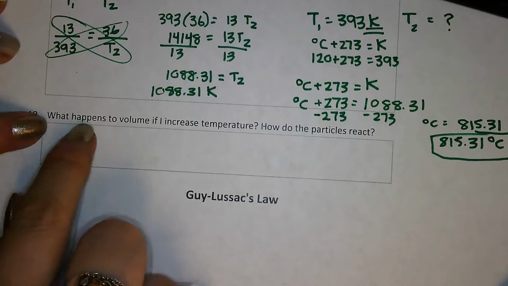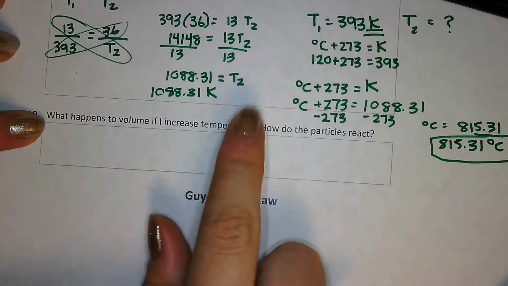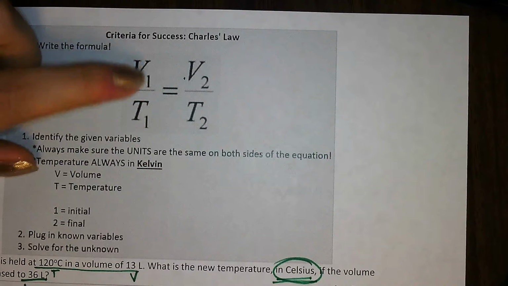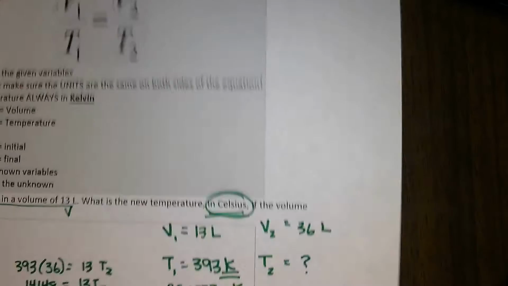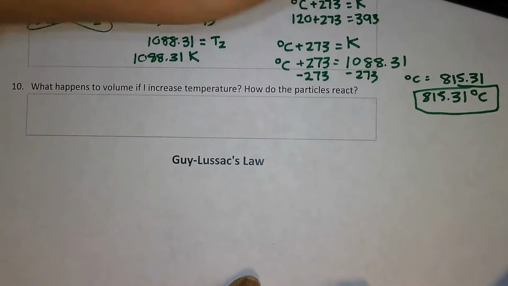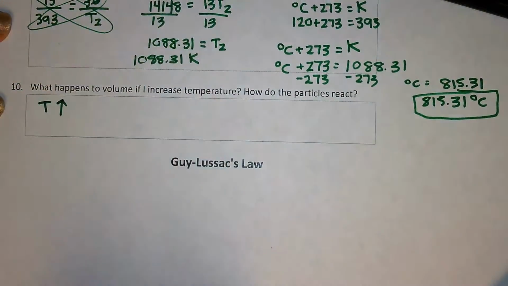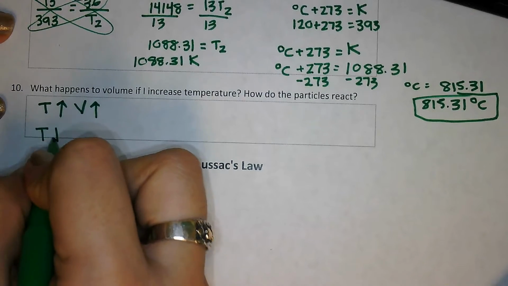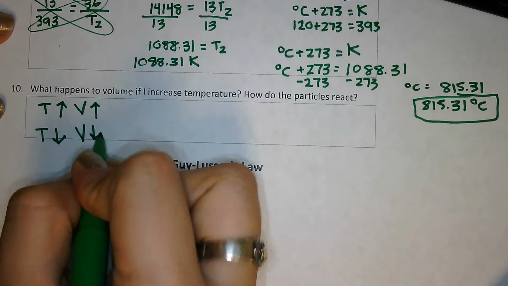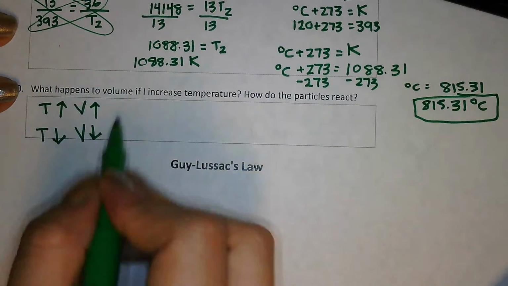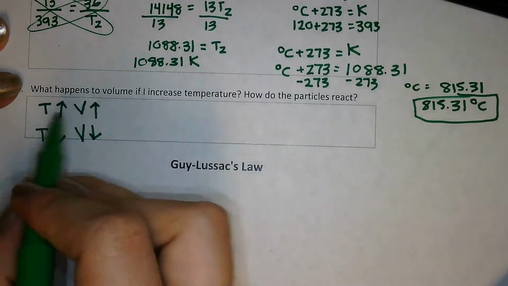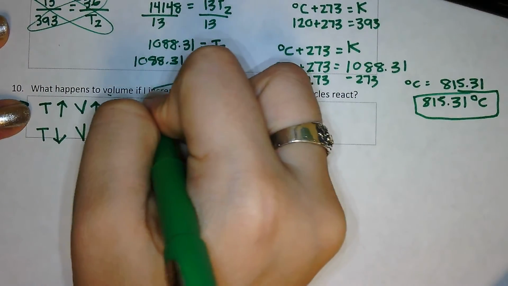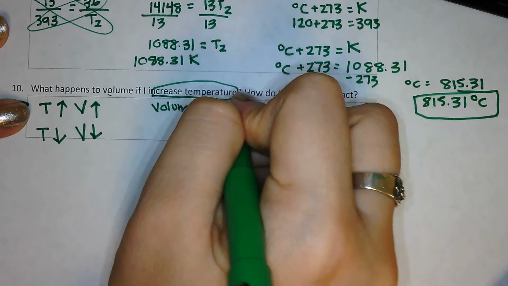Alrighty, next one. What happens to volume if I increase the temperature? What you have to remember is that variables that are one on top of the other have a direct relationship. So what that means is that if my temperature increases, my volume increases. If my temperature decreases, my volume decreases. So this is a direct relationship. They will do the exact same thing. What happens to volume if I increase the temperature? If I increase the temperature, my volume is going to increase.